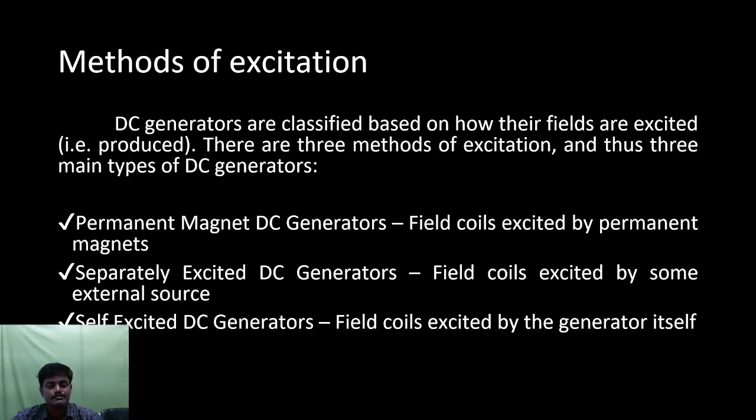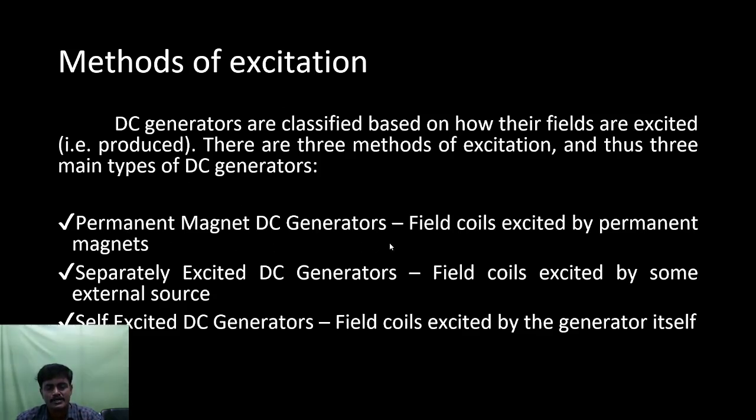Then the second one is the separately excited DC generator. Here the field coil is excited by some external means. Normally two coils are there in a DC generator, or in general we can say DC machines. One is the field coil, another one is the armature coil. Based on how we give the supply to the field coil, the methods of excitation are classified. So the first one is the permanent magnet.